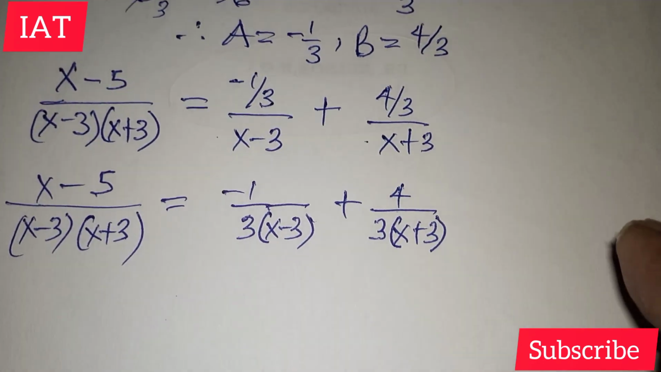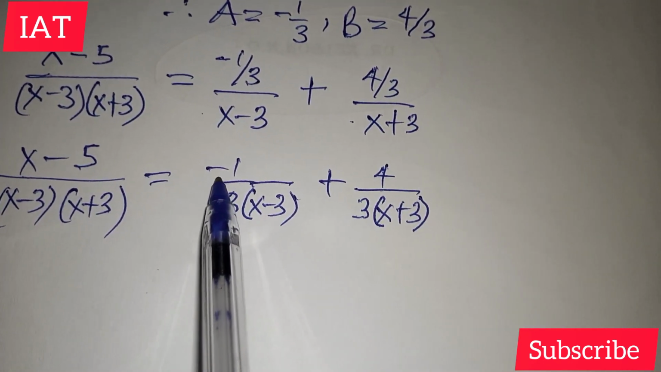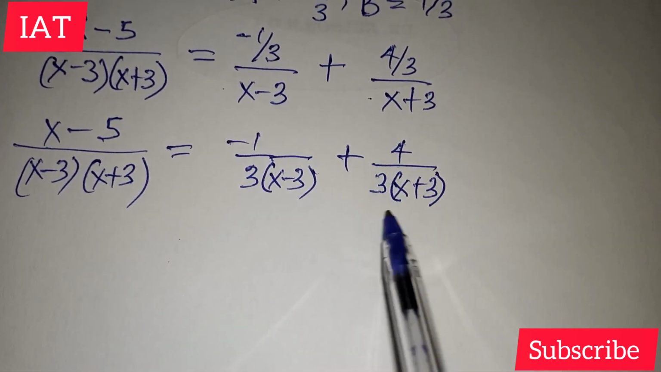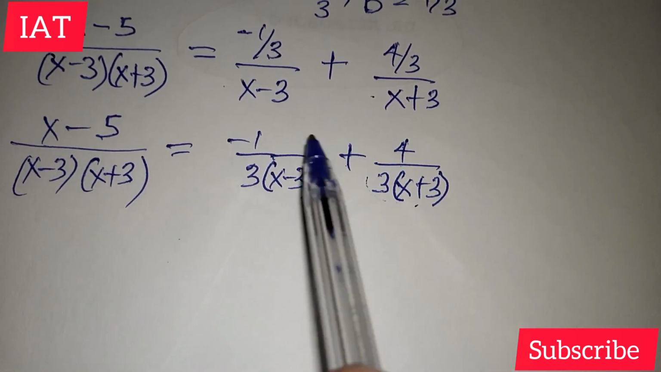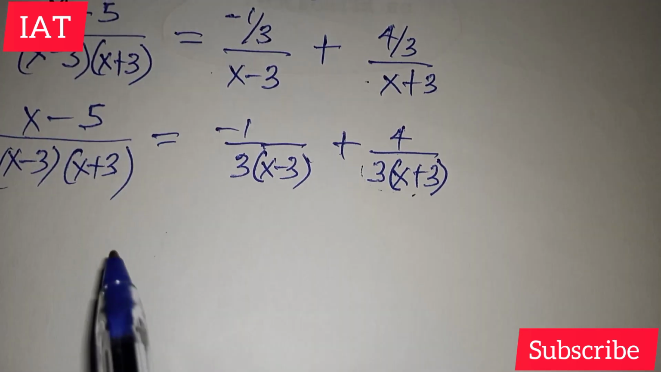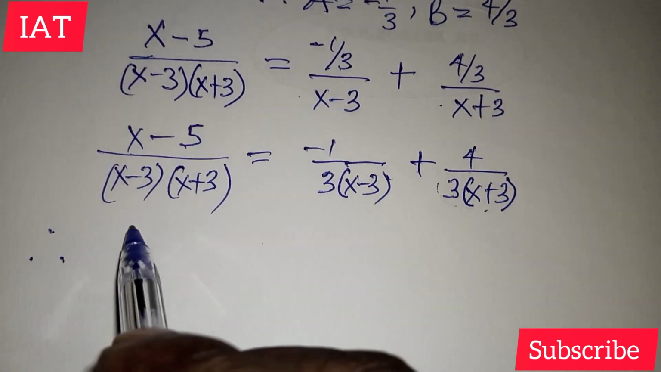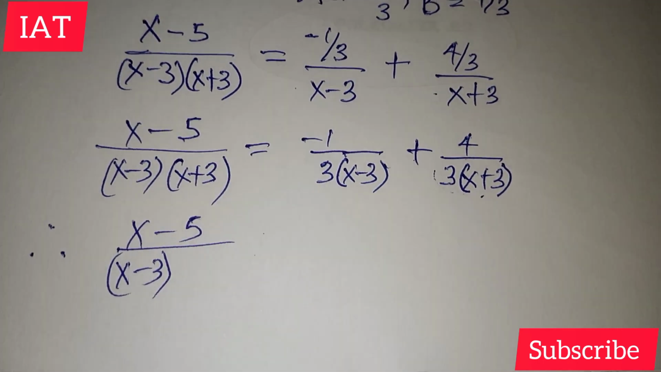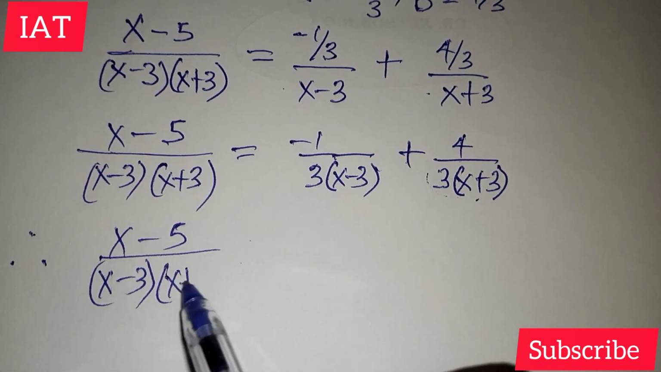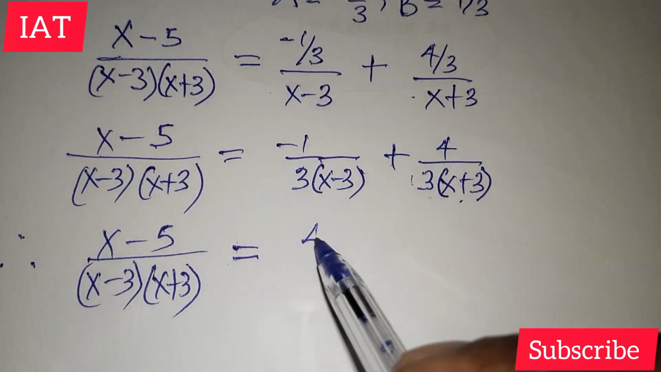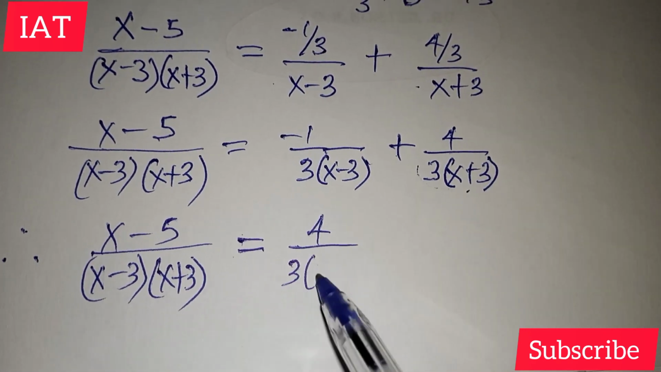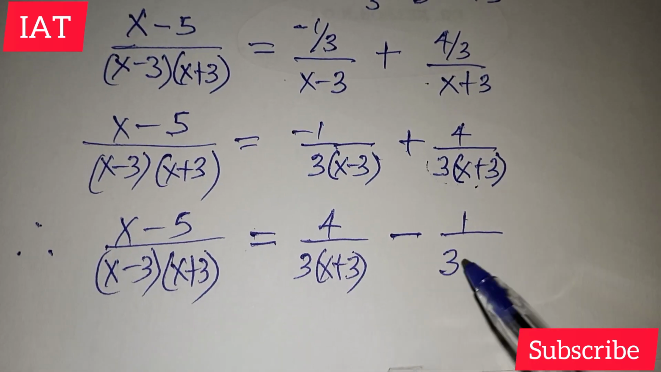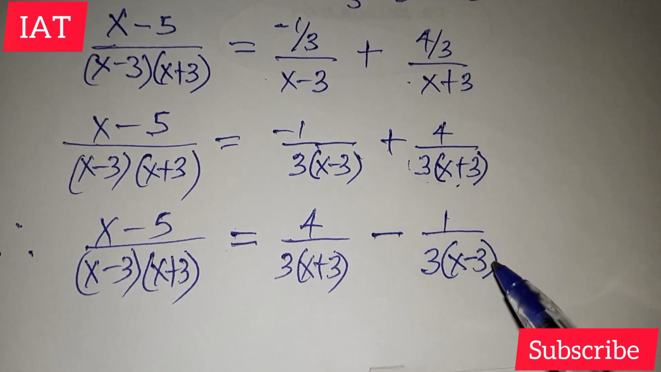But of course we shouldn't be comfortable having a negative sign starting an expression. So what we need to do at this point is to use the whole of this, because it has a positive sign, to replace this, and use this to replace this. So we therefore have x minus 5 over x minus 3 into x plus 3 will give us 4 over 3 into x plus 3 minus 1 over 3 into x minus 3. So this is the solution.